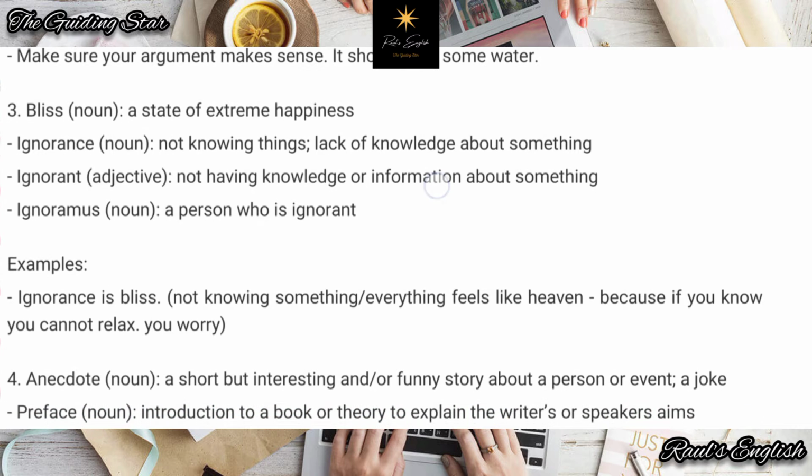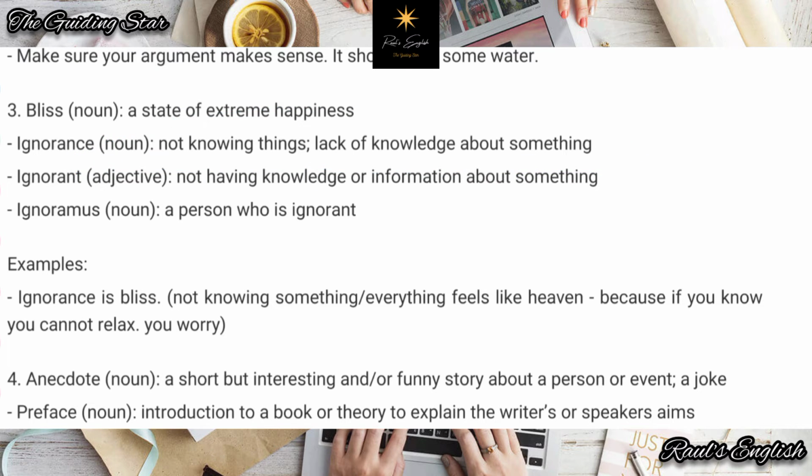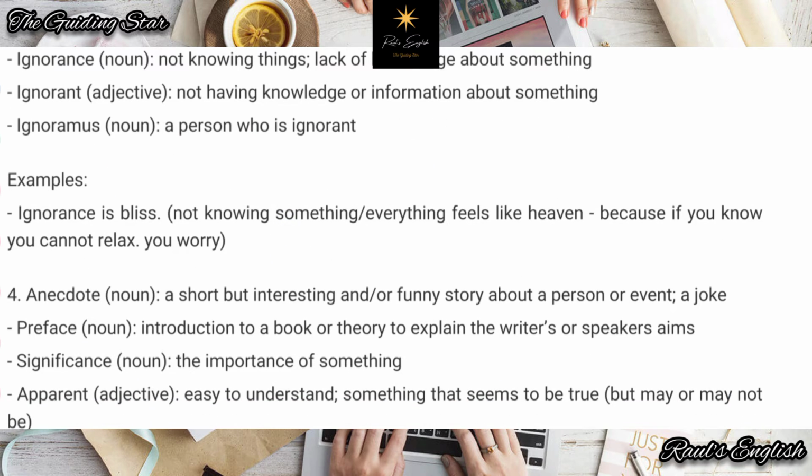Right, number 3 is bliss. A state of extreme happiness is bliss. That's a noun. Ignorance is a noun. Not knowing things or lack of knowledge or information about something is also ignorance. Ignorant is an adjective: not having knowledge or information about something. And ignoramus is a person who is ignorant. That's an ignoramus. Right. Examples: ignorance is bliss.